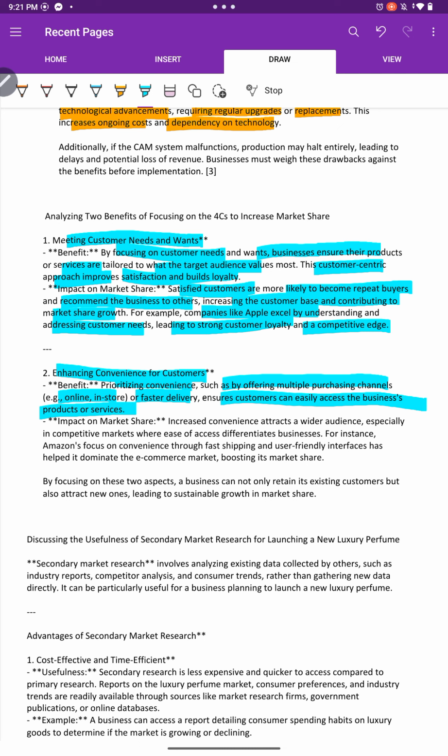Now how will this benefit impact market share? Increased convenience attracts a wider audience, especially in competitive markets where ease of access differentiates businesses. For instance, Amazon's focus on convenience through fast shipping and user-friendly interfaces has helped it dominate the e-commerce market, boosting its market share.